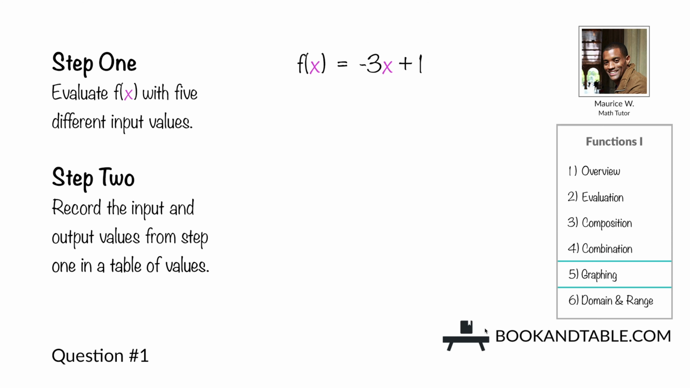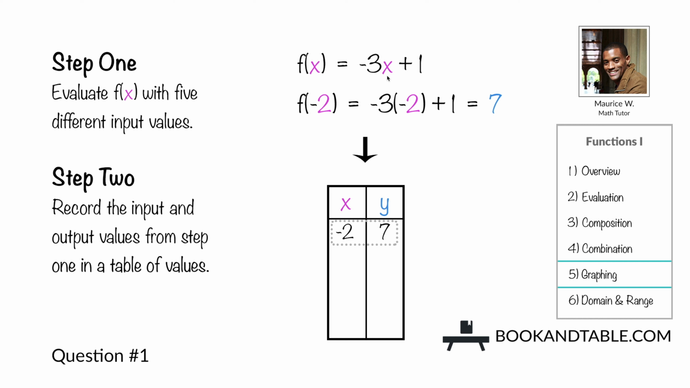Question number 1, step 1, evaluate f of x with 5 different input values. So we were given f of x is equal to -3x plus 1. So we are going to plug in -2, -1, 0, 1, and 2 for our x's and record the resulting y's. So f of -2 is equal to -3 times -2, which is 6, plus 1 would give us 7. So we want to record the input -2 and the output value +7 in a table of values here. So we have -2, 7.